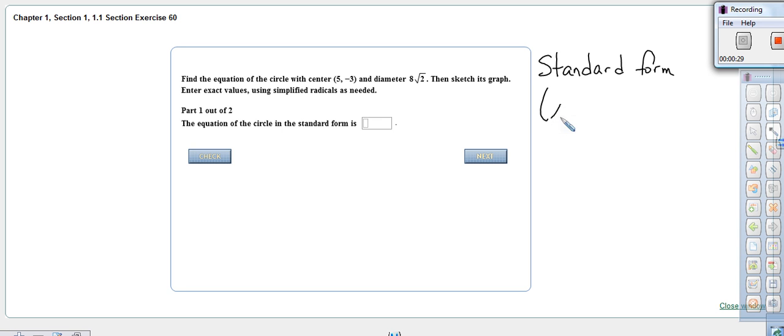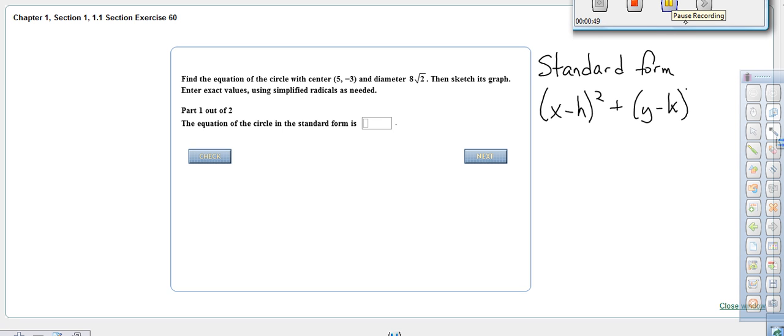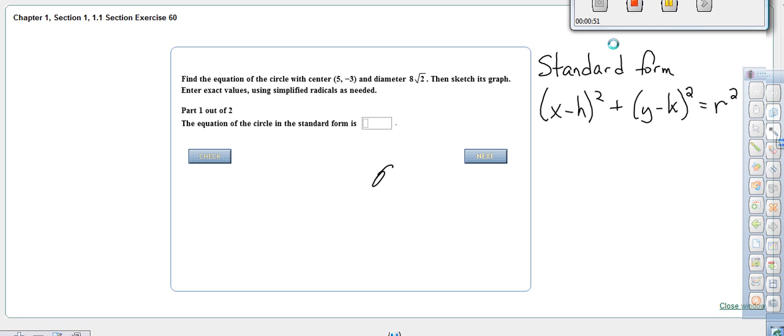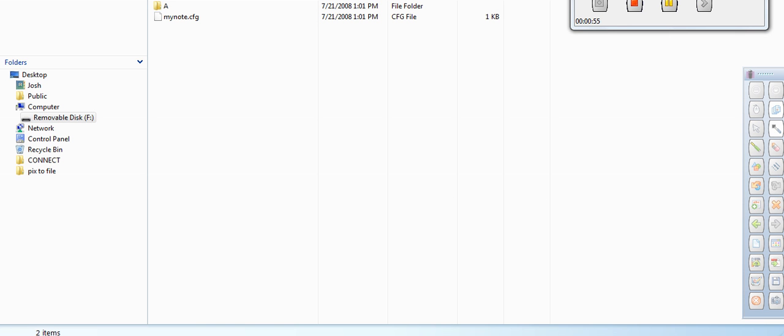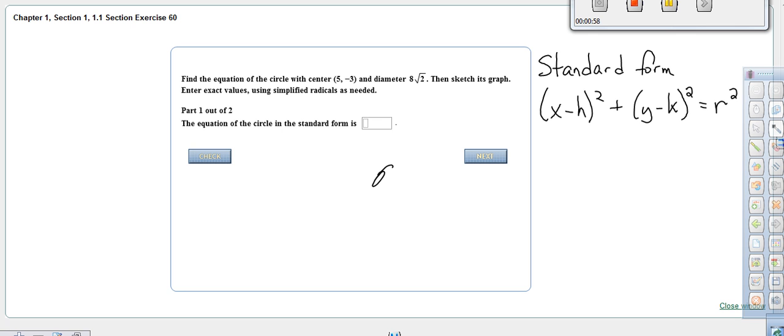is x minus h quantity squared plus y minus k quantity squared. Sorry, I'm getting a little freeze there. Alrighty, sorry about that. Let's get that closed out real quick. I had to switch slates. Okay, so this is standard form.